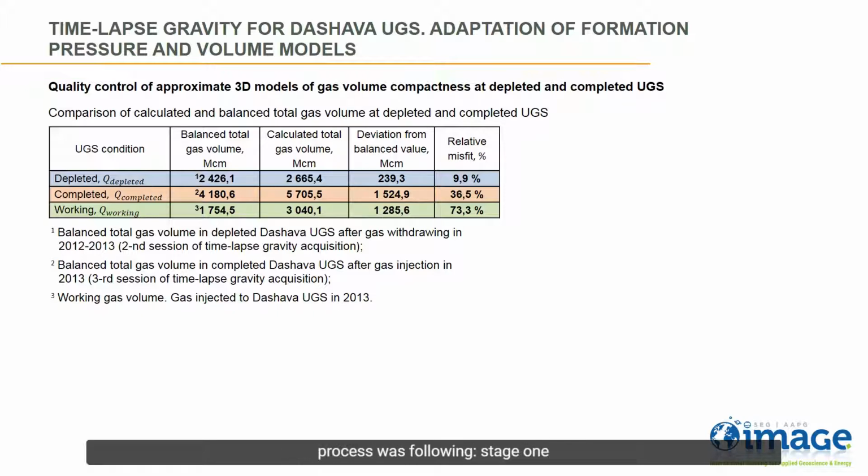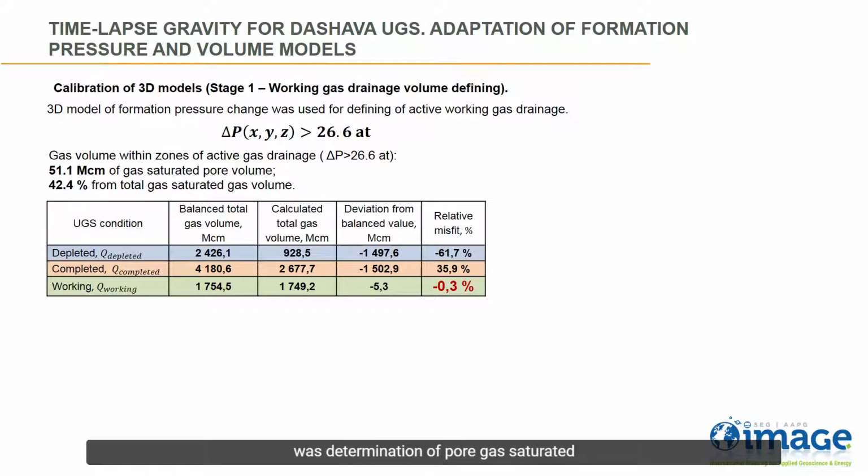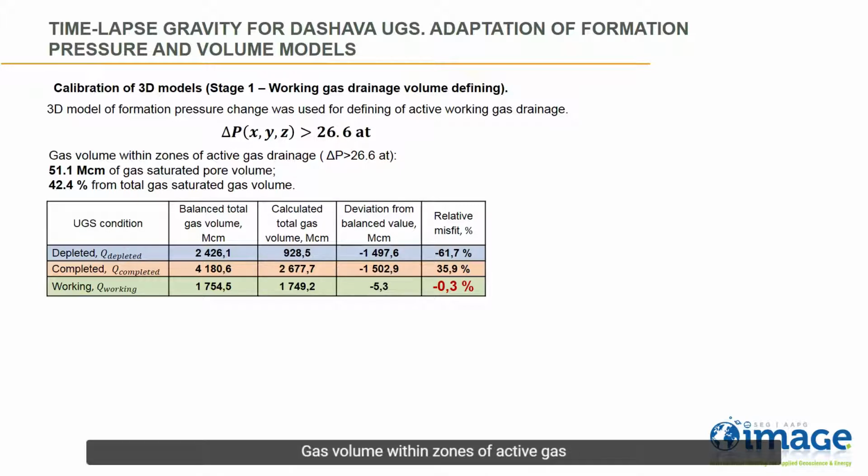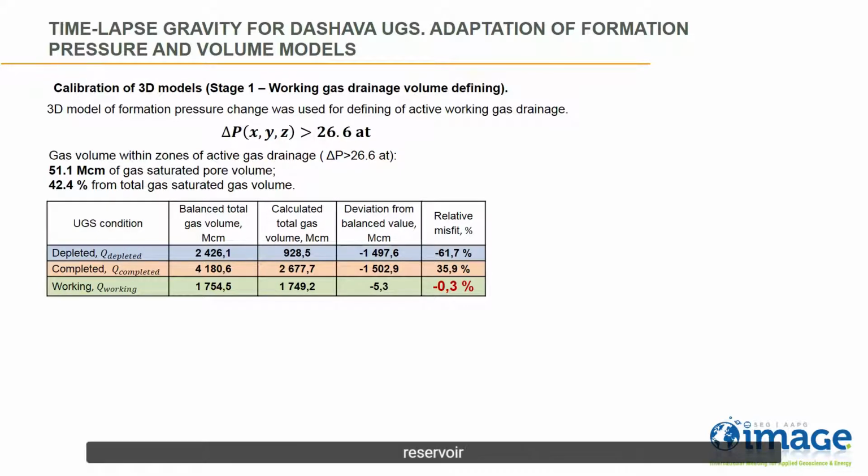The adaptation process was as follows. Stage 1 was determination of the pore gas saturated volume which can hold the balanced amount of working gas, using the 3D model of formation pressure change obtained by time-lapse gravity data inversion. As a result, areas with formation pressure change higher than 26 and 6 technical atmospheres can hold the balanced volume of working gas with a relative misfit of 0.3%. Gas volume within zones of active gas drainage has 31.1 million cubic meters of gas saturated pore volume, and it is 32% of the total gas saturated reservoir gas volume.